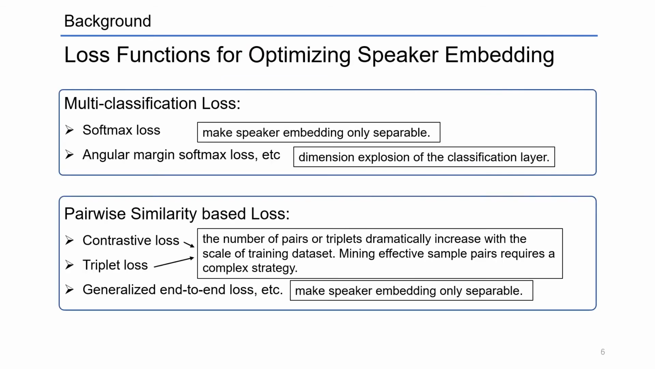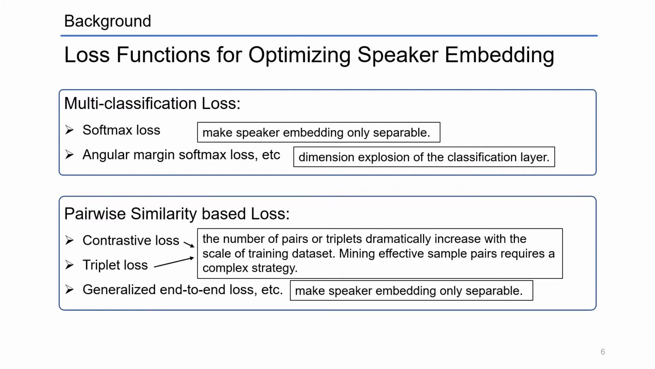To obtain discriminative embeddings, the loss functions play an important role in training deep neural networks. Currently, the loss functions used for speaker recognition could be branched into two types: the multi-classification loss and the pairwise similarity-based loss. Each loss function brings specific strengths and weaknesses.